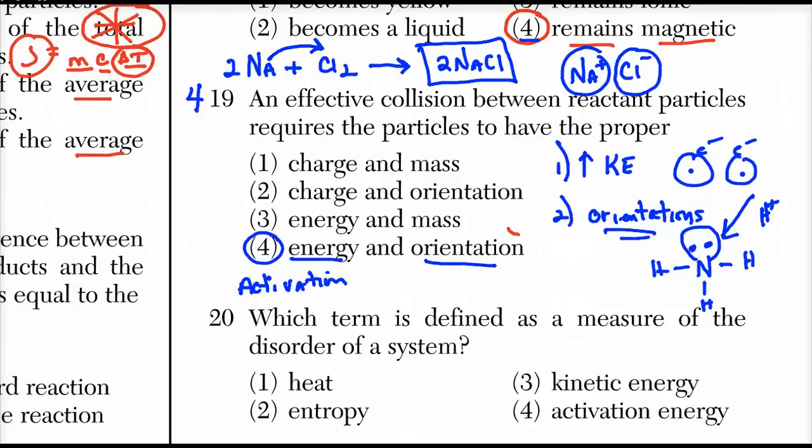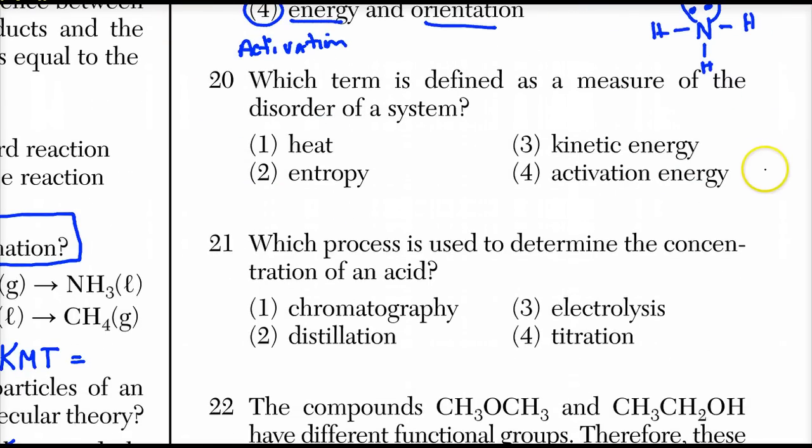Number 20. Which term is defined as a measure of disorder of a system? Disorder is entropy. It's one of the driving forces in thermodynamics and in the universe. So it's entropy. I don't know how else to say it. Heat could be measured as joules or Q. Kinetic energy is a form of energy that's motion. Activation energy is the energy required to start a reaction. But entropy is that change in S, a measure of disorder of a system.